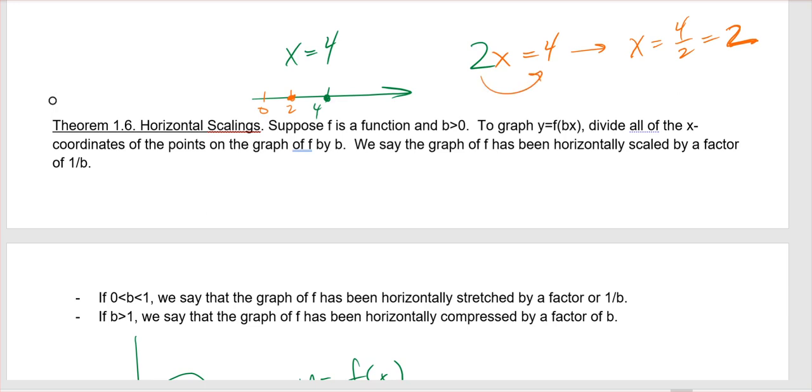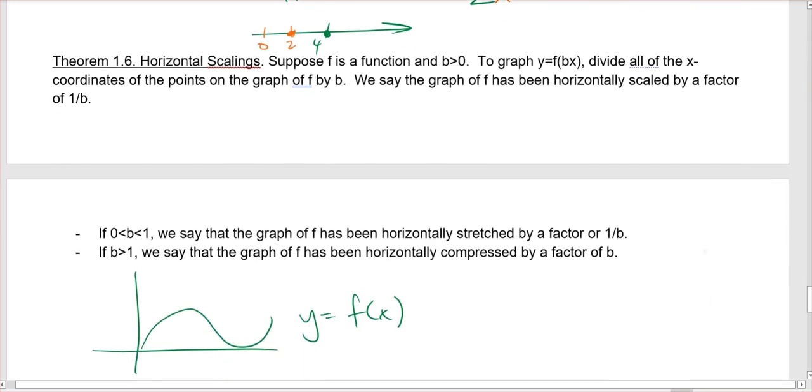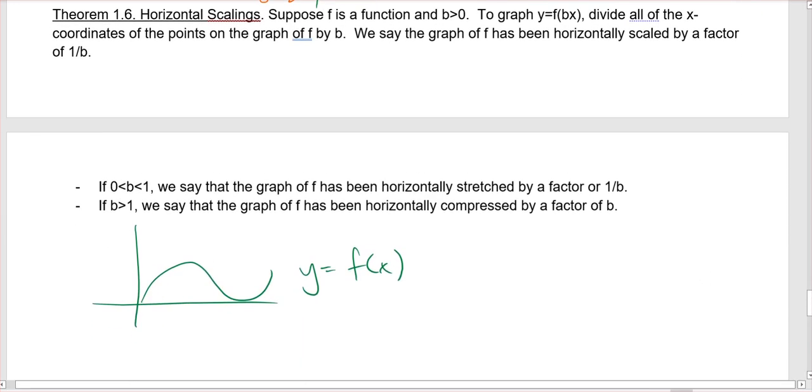So we would have to divide this on both sides. So we're going to have a horizontal compression here. Okay, so great. That's enough hand wavy stuff. So we can draw the general picture.